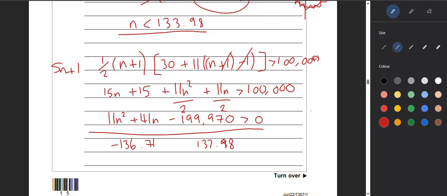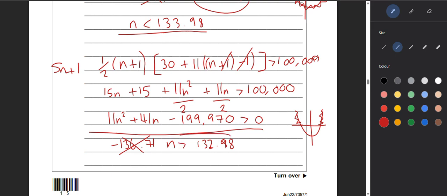And again, thinking about what the graph looks like. So now I want to be above 0. So it's these values here. So n can either be less than minus 136.71, but again, we know we can't really have negative terms in a sequence. So that doesn't make any sense. So it's going to be this value, and that should be a 2. It still looks like a 7, but it's a 2. We can see that n would have to be greater than that.